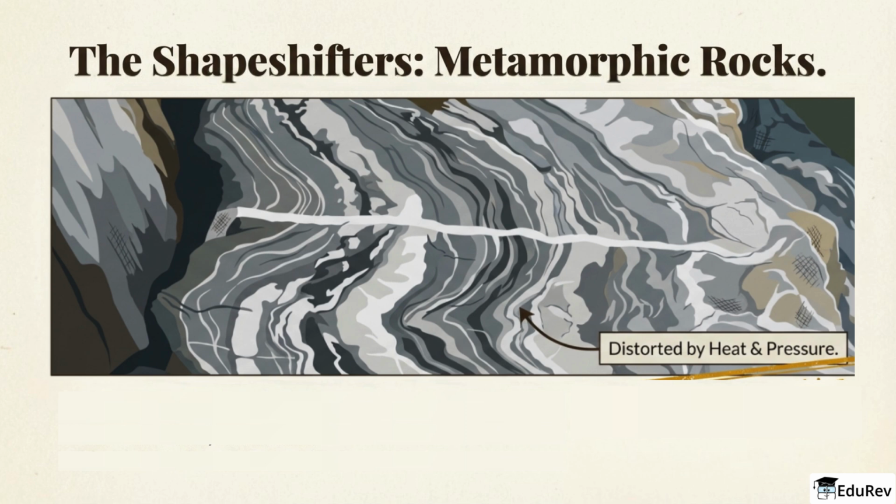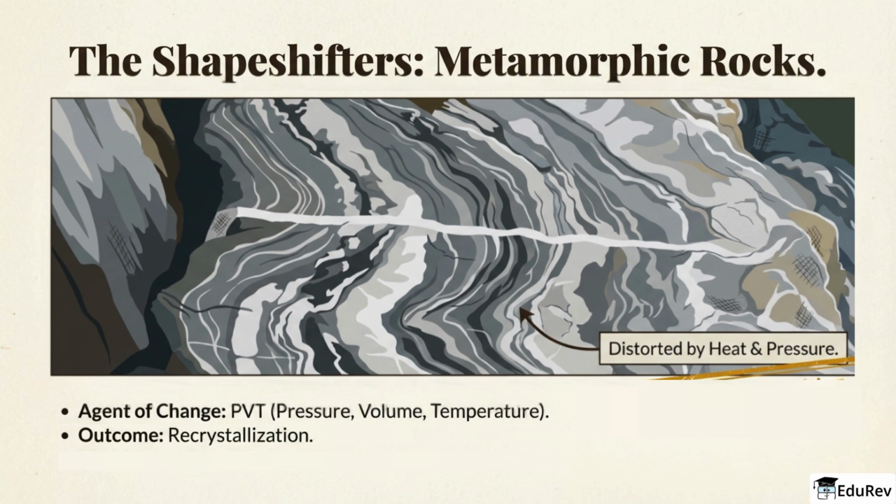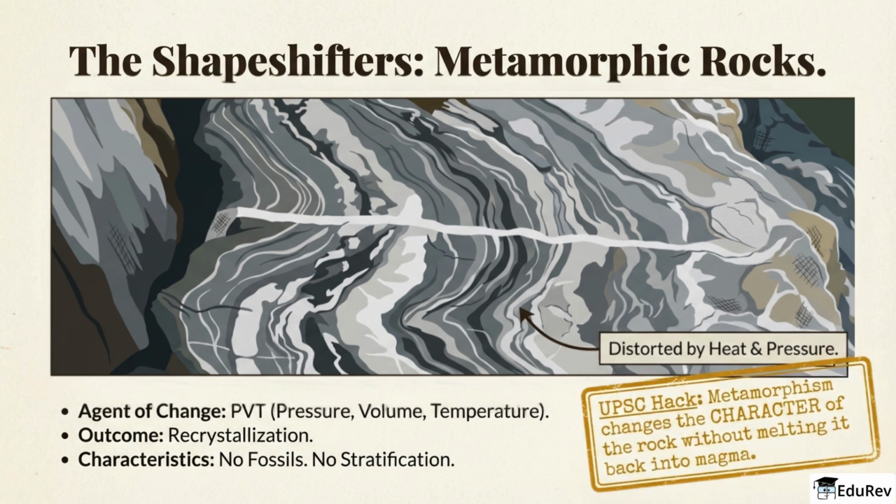Metamorphic rocks are distorted by heat and pressure. The agent of change is PVT: pressure, volume, temperature. The outcome is recrystallization, and the characteristics are clearly listed. No fossils, no stratification. Now the UPSC hackline is exactly how you should write it in mains.